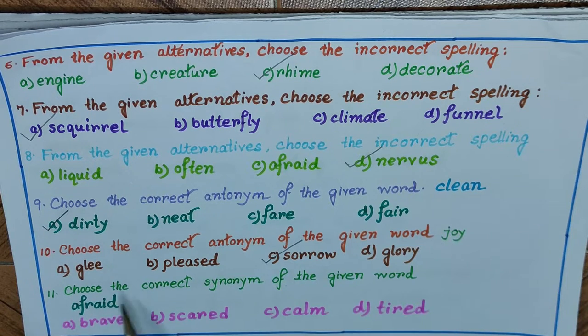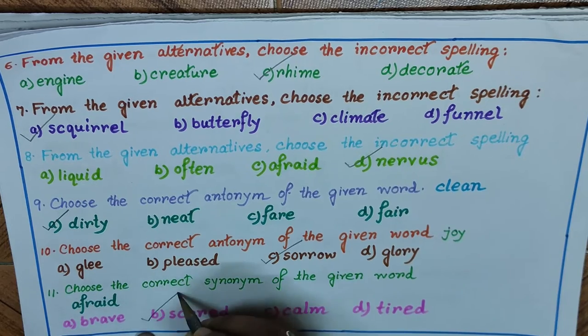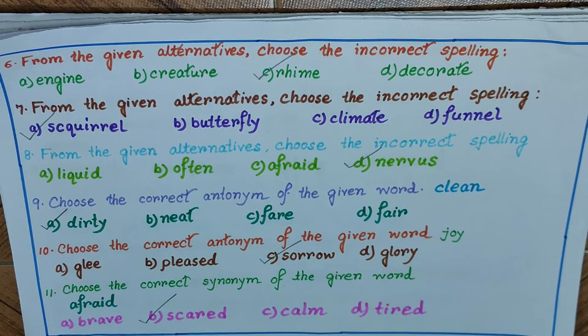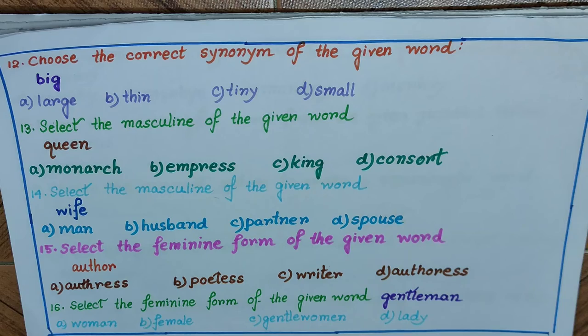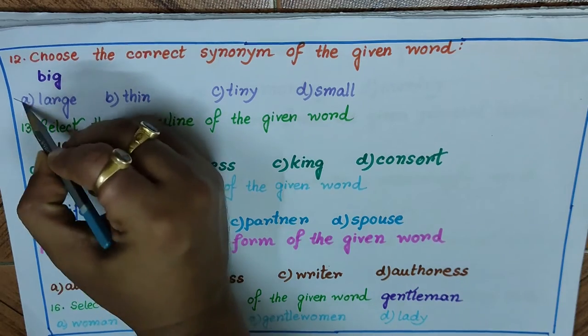11. Again, choose the correct synonym. Now we are looking for similar words. Synonym of the given word afraid. So the synonym of afraid is scared, not brave. Let us go to question number 12. Choose the correct synonym of the given word. Big. Correct synonym is large. A. Not thin, tiny or small. So we will mark A.